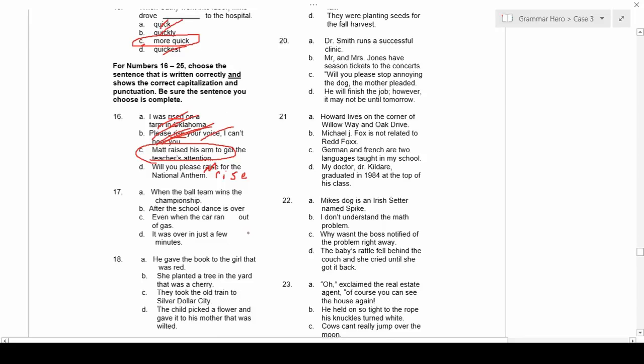Number 17: "When the ball team wins the championship." Not a complete sentence. "When the ball team wins the championship, comma, they got pizza." Okay, so again, the direction said make sure they are all complete sentences. This one is not. "After the school dance is over," what? Again, not a complete sentence. "Even when the car ran out of gas," well, when the car ran out of gas, what happened? Not a complete sentence. So we know this one is correct: "It was over in just a few minutes."